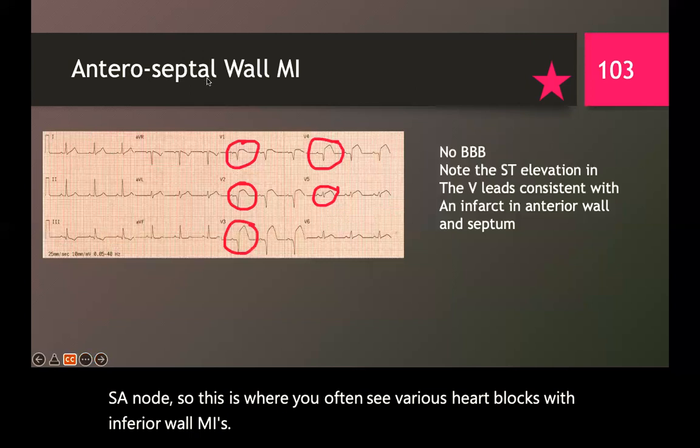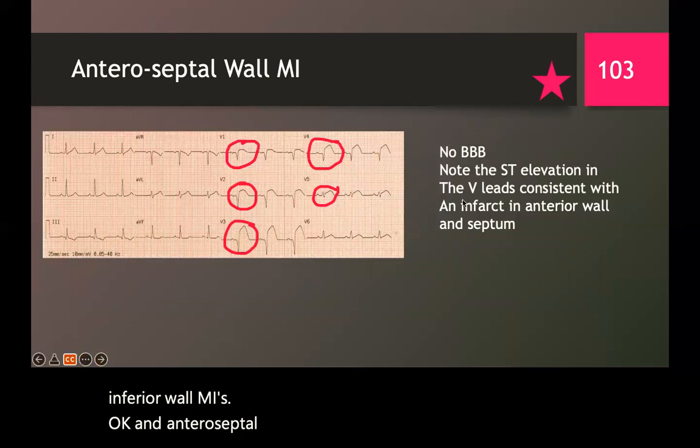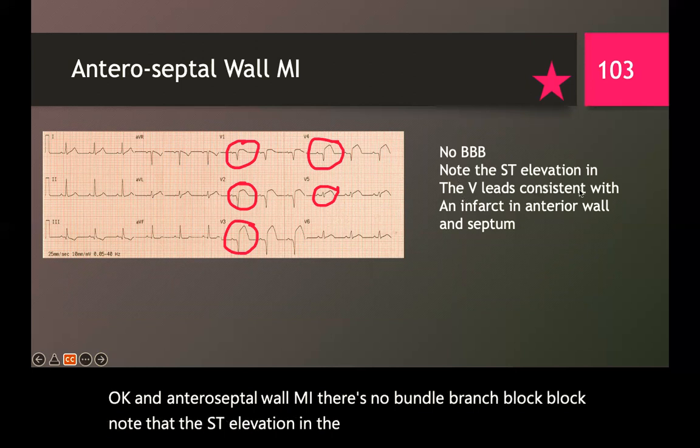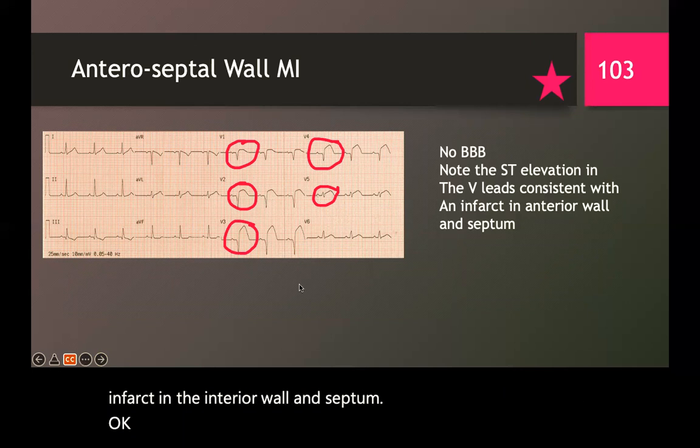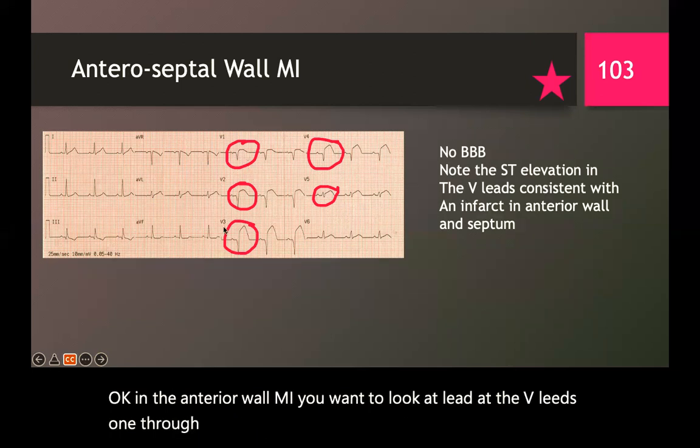Okay, an anteroseptal wall MI. There's no bundle branch block. Note that the ST elevation in the V leads consistent with an infarct in the anterior wall and septum. Okay, in the anterior wall MI, you want to look at the V leads 1 through 4 for ST elevation. So here's 1 through 4. Okay, Q waves and flipped T waves.